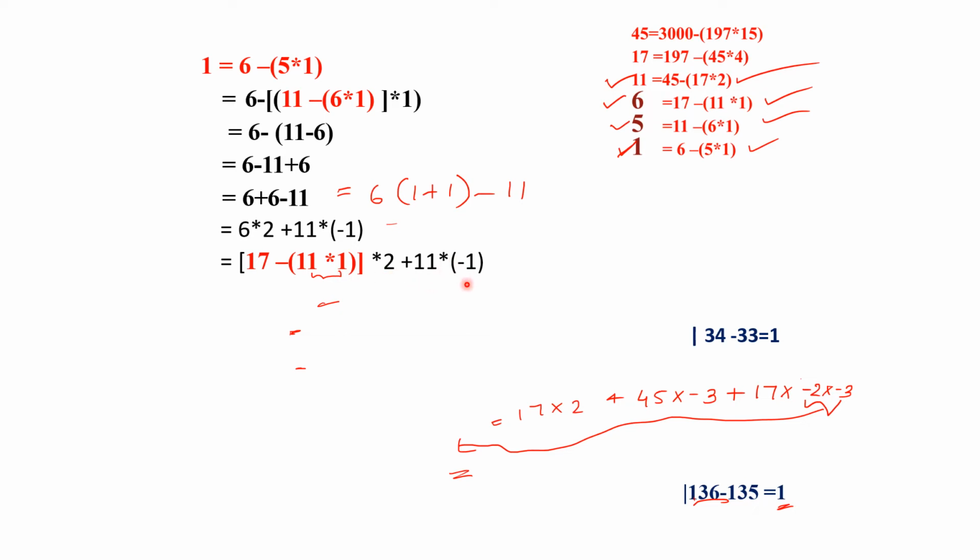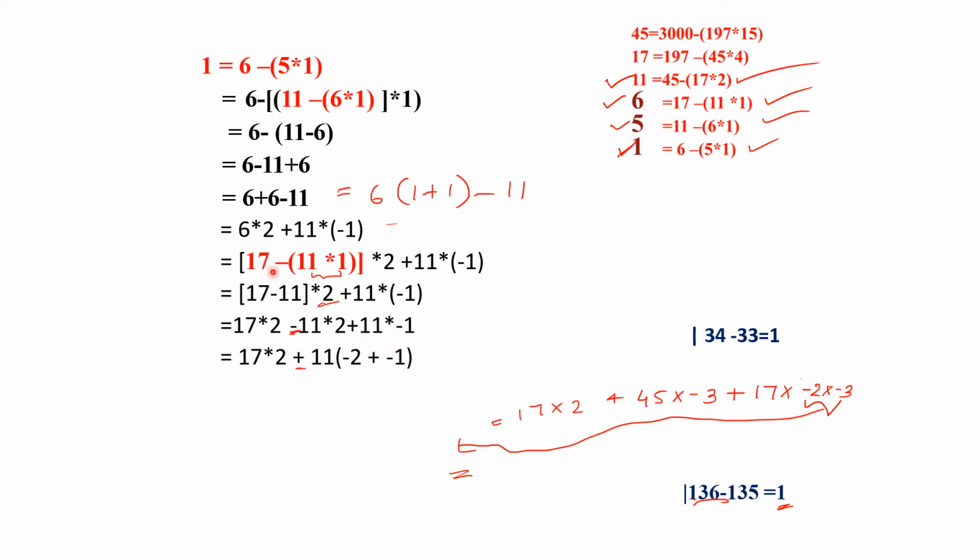Now again rearranging the corresponding terms. So it will become 17 minus 11 into 2 plus 11 into minus 1. So what we are going to do is we are going to group all the 11 terms. So 11, 17 into 2 minus 11 into 2 plus 11 into minus 1. So it can be written as 17 into 2 plus 11 into minus 2 plus minus 1. So it is minus 3. So it will become 17 into 2 plus 11 into minus 3.